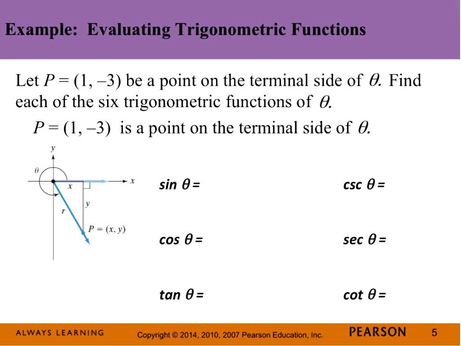Okay, so we are given this example here. Let P be the point 1, -3. I'm going to white out x, y there and put in the values 1, -3. So this point here is 1, -3, which means that this length here, that side length y, is 3 units, even though it's dropped down.